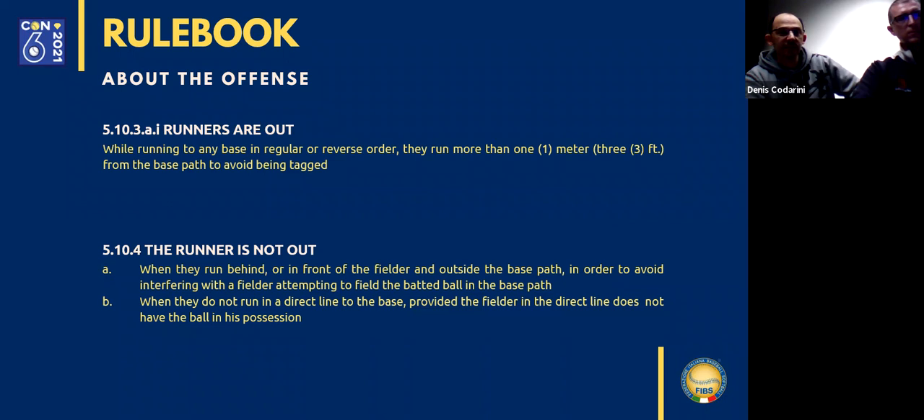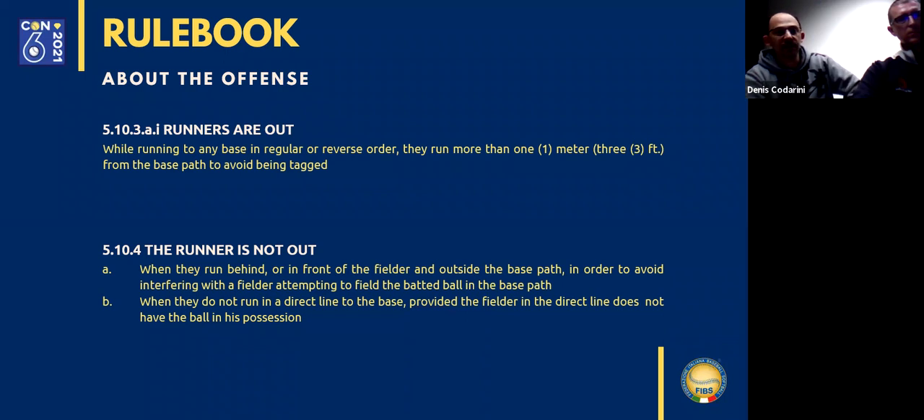While running to any base in regular or reverse order, the base runner must not run more than 1 meter or 3 feet off of the base path to avoid being tagged, similar to the arm's length of a player. Of course, this rule takes into account that a base runner is looking to create the shortest distance necessary to arrive at the subsequent base, and the fact that a base runner may attempt to avoid a tag when a defending player has possession of the ball.